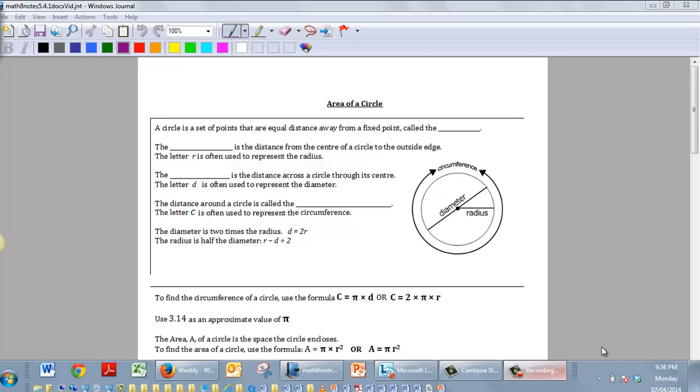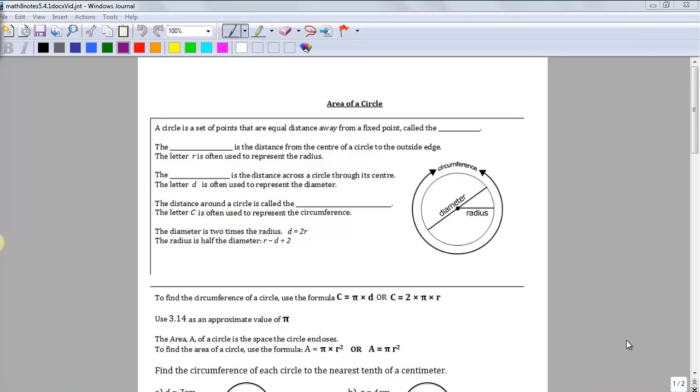Hello, before we jump into cylinders, we're going to do a little bit of a review on circles. A couple things to talk about with the terminology. First, a circle is a set of points that are equal distance away from a fixed point. That fixed point is called the center, and it's right in the middle there.